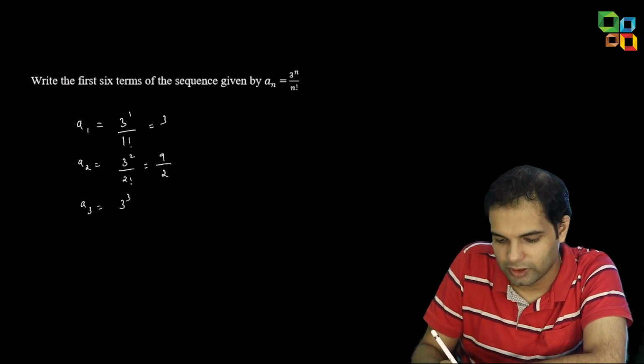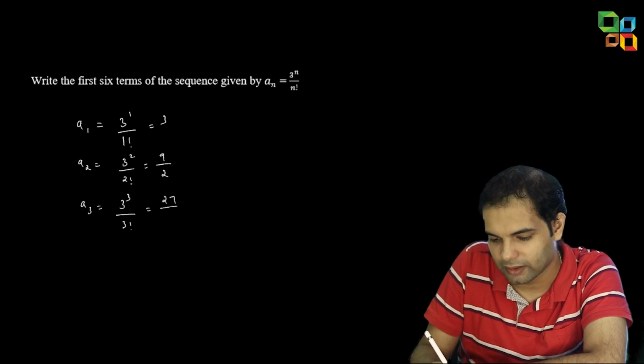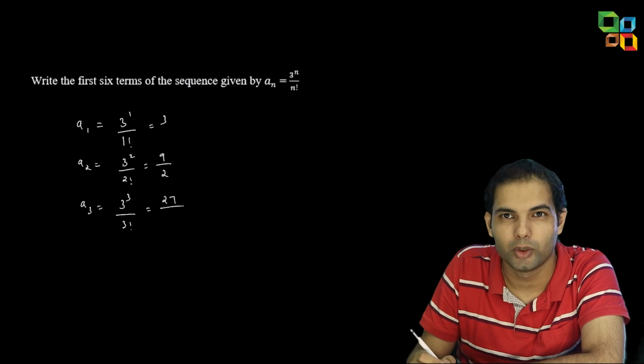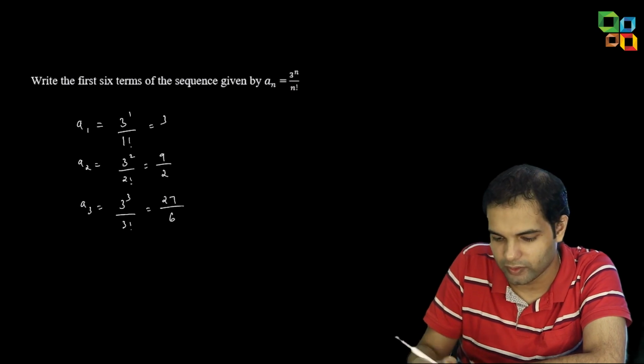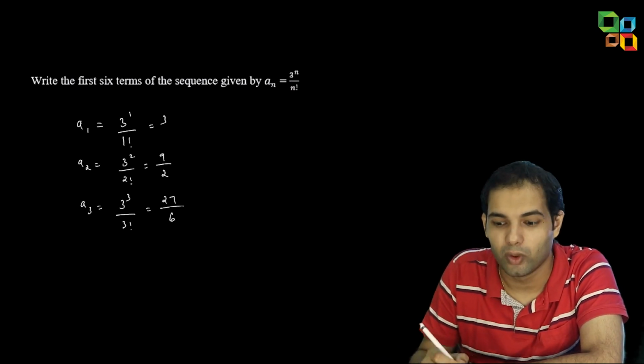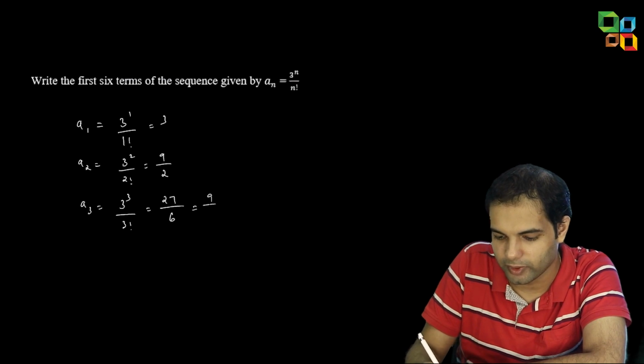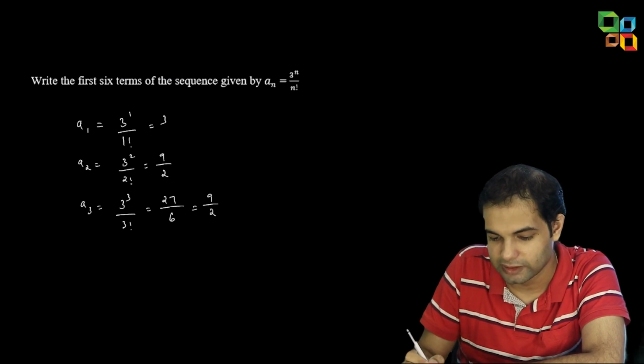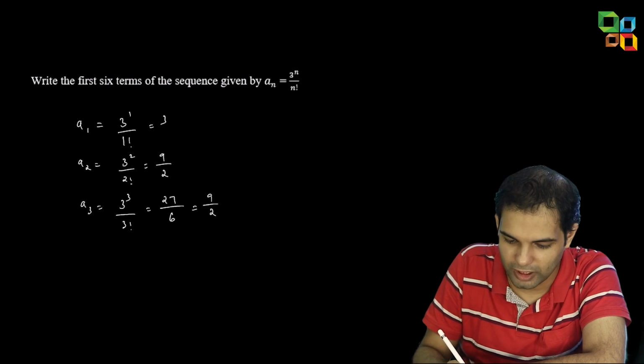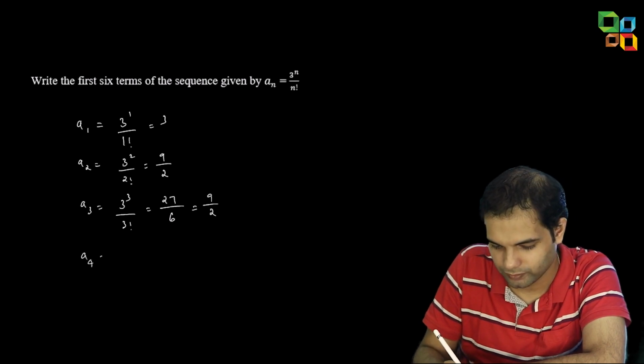27 by 6. 3 cube by 3 factorial. So 3 cube is 27 and 3 factorial is 3 into 2 into 1, which is 6. Right? If you want, you can simplify. There is a 3 common, so it will be 9 by 2. Is it the same? Yeah. Okay. Somehow you got A3 equal to A2 anyways.